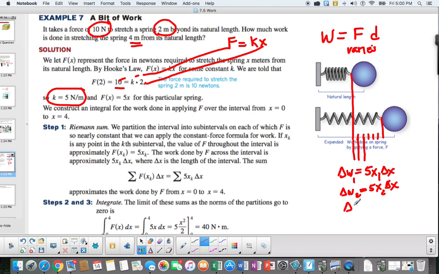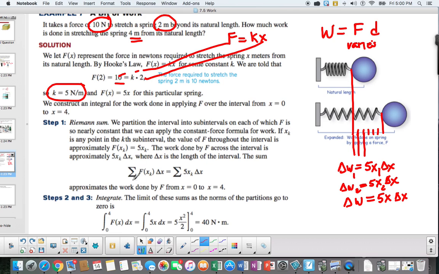So in the end, we can represent our little piece of work as the force, which we're going to say is 5x, times a little distance. Here's our force, here's our distance. These distances amount from stretching to 4 meters, so it's going to go from 0 to 4. We're going to take the antiderivative, and then we're going to get the answer 40. Remember, this is in the metric system, so it's going to be newton-meters.